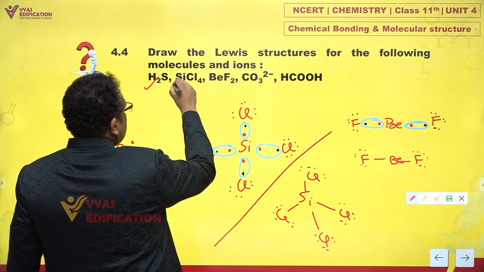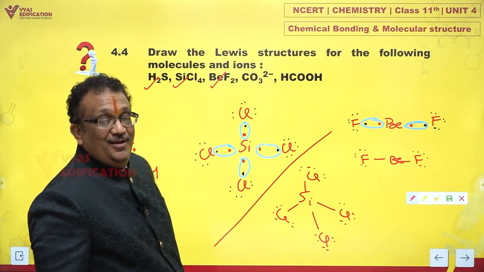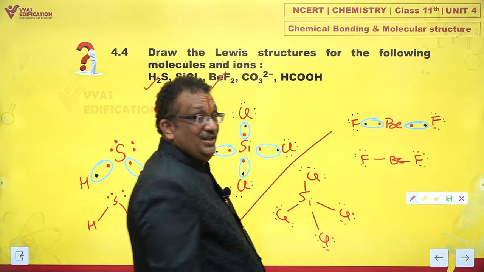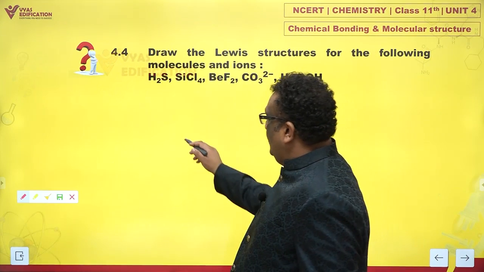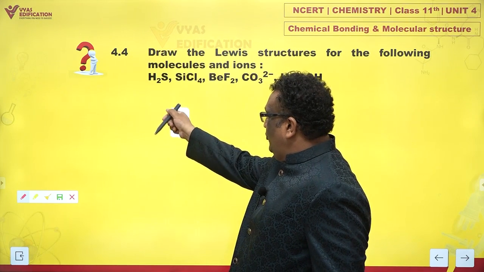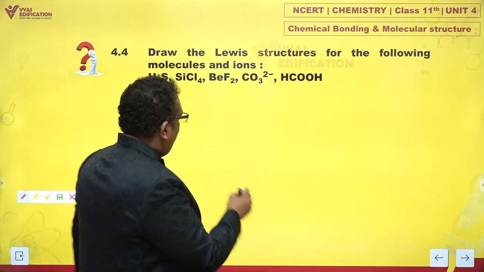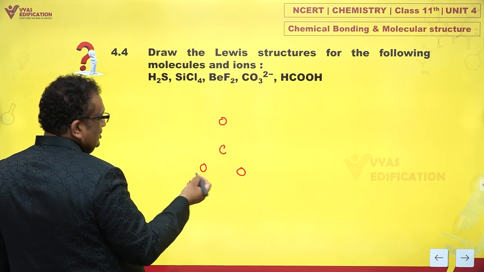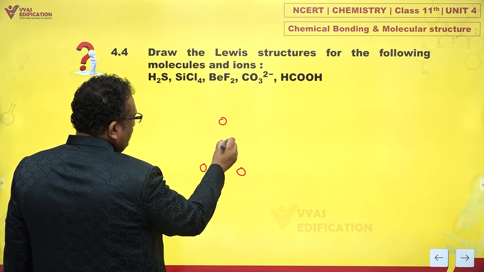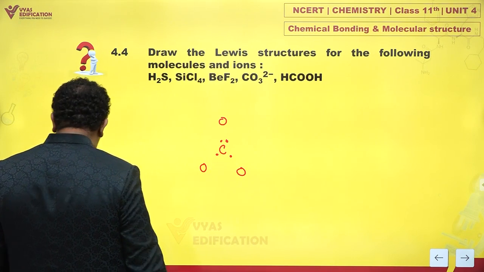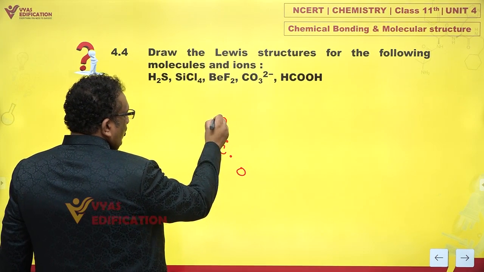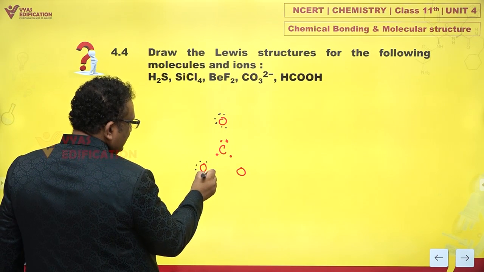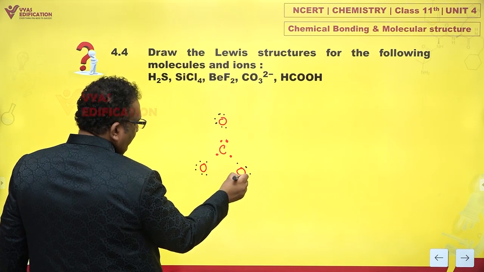So we have done H2S, SiCl4 and BeF2. Now let's take a look at carbonate and HCOOH. They are very extraordinary and very interesting. Now the carbonate ion. If you draw carbonate, it should be like this. First you will draw carbon, and you have 3 oxygens, right? Carbon has how many valence electrons? Carbon has 1, 2, 3 and 4 valence electrons. What about oxygens? Each has 1, 2, 3, 4, 5, 6.